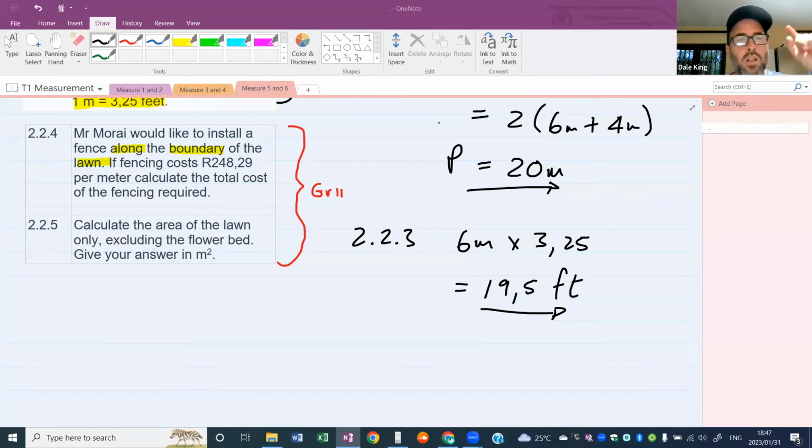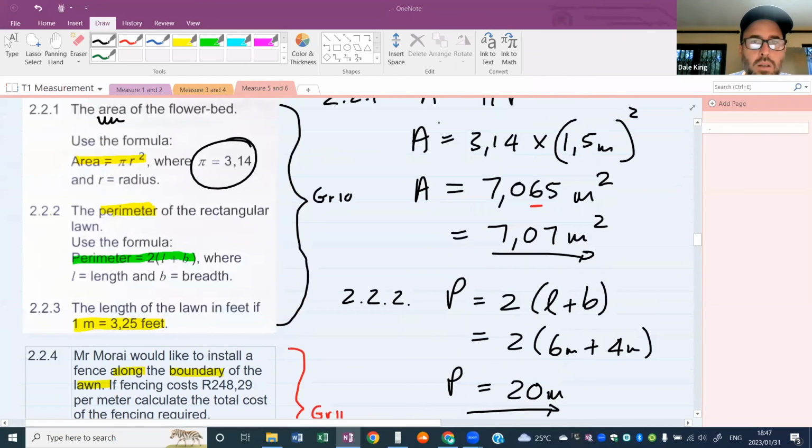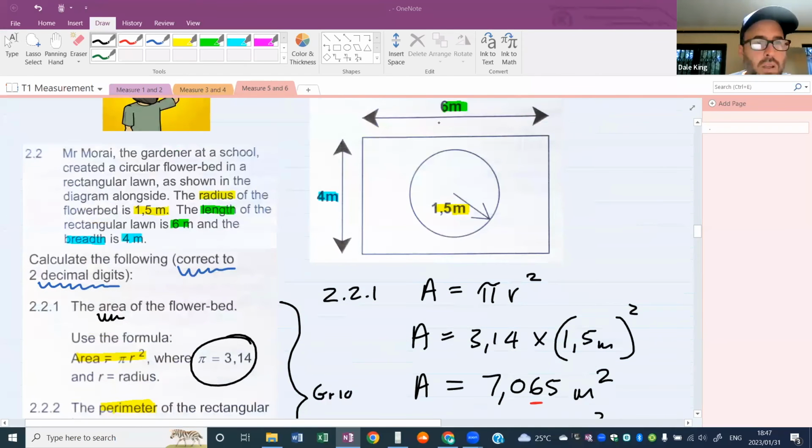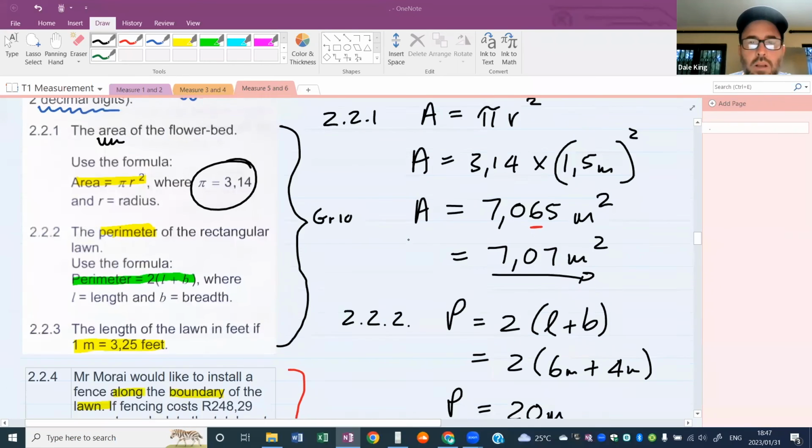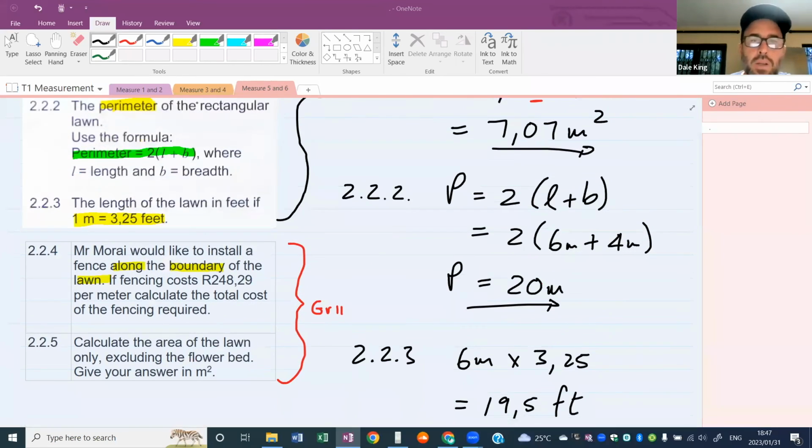They want to install a fence along the perimeter. And fencing costs 248 Rand 29 per meter. Calculate the total cost of fencing this boundary. Okay, it's perimeter. Now, if we worked out the perimeter of a lawn, the lawn is the rectangle. Have we worked out the perimeter of the rectangle? Ah, we did. We did in question 2.2.2. It's 20 meters. We've got that answer. We don't have to recalculate it.